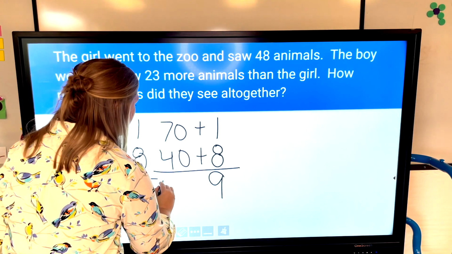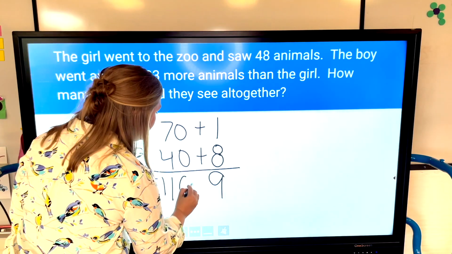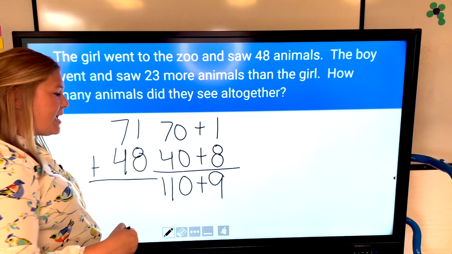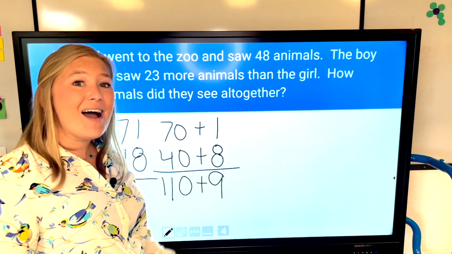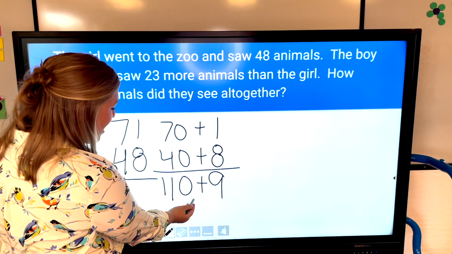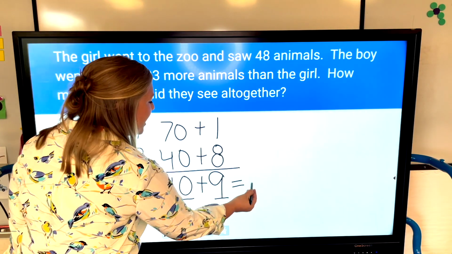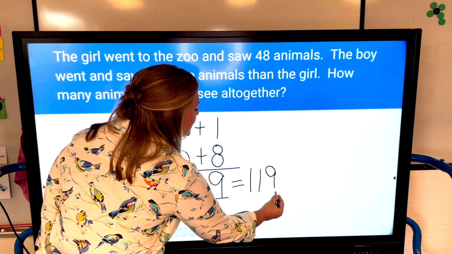So I come down here and I have my answer 11, but I can't leave my 0 hanging. I got to bring it down. So my answer is 110 plus 9. I can just squish that together to get my final answer. Because right here I have a 0 in the ones place, my 9 in the ones place, so when I squish it together, it becomes 119.